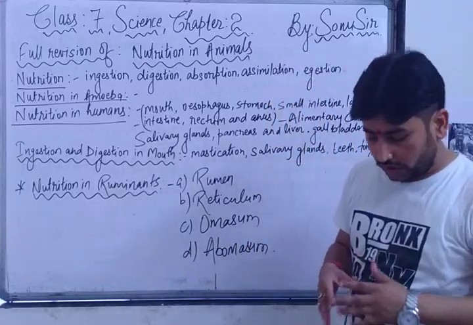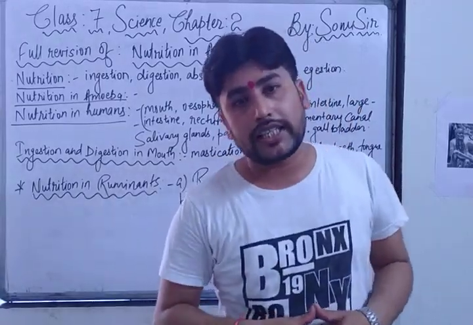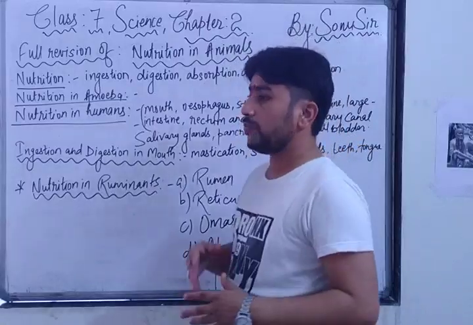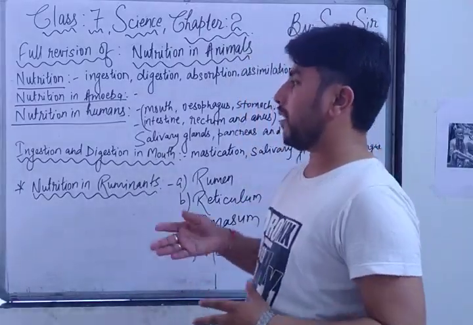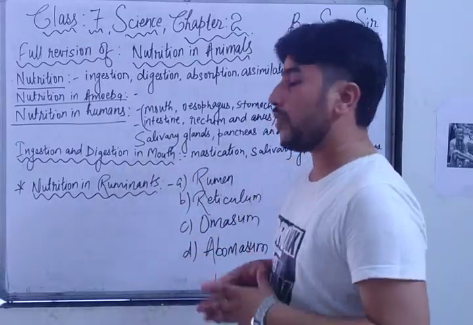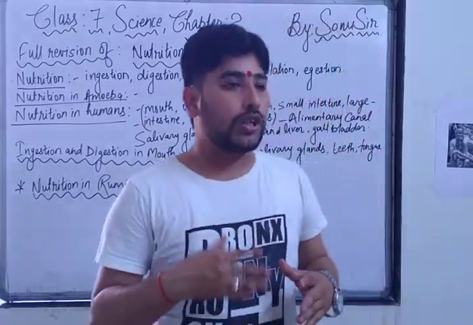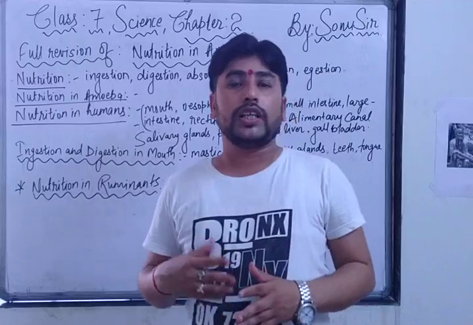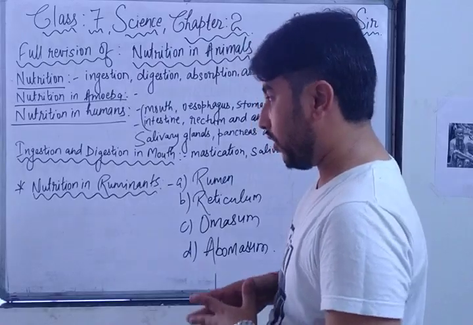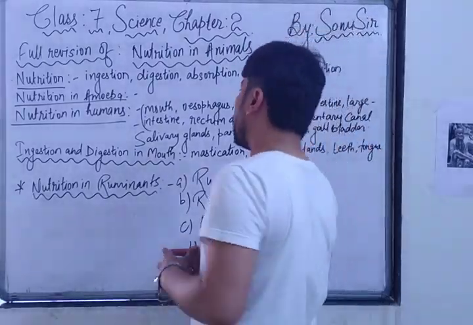First point is nutrition. What is nutrition? Nutrition consists of the nutrients which help an organism to grow and develop. In the previous chapter, nutrition in plants, we studied autotrophic and heterotrophic nutrition. In this part, we'll study only heterotrophic nutrition. Heterotrophic nutrition means the mode of nutrition in which the organism depends on another organism for nutrition, and the organism which depends is called a heterotroph, right?